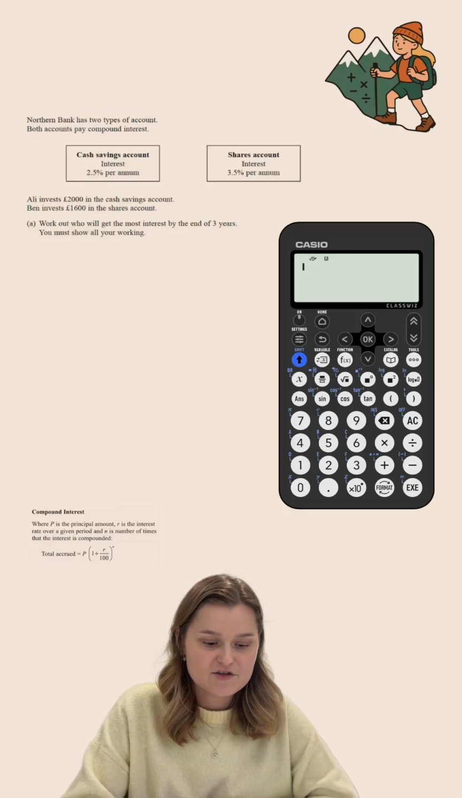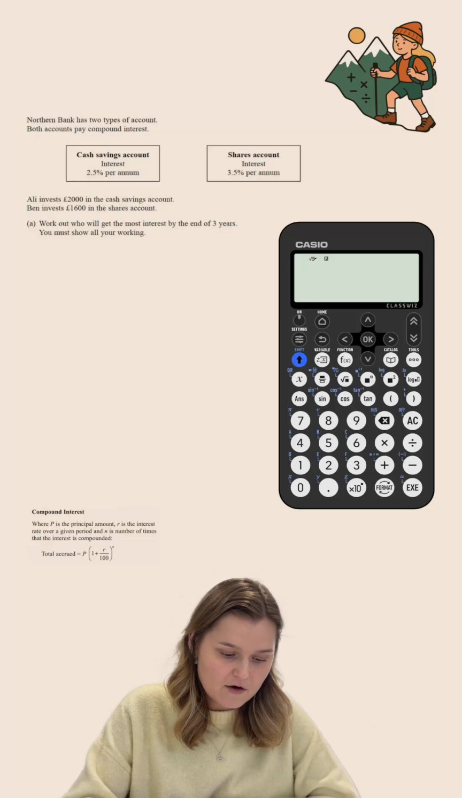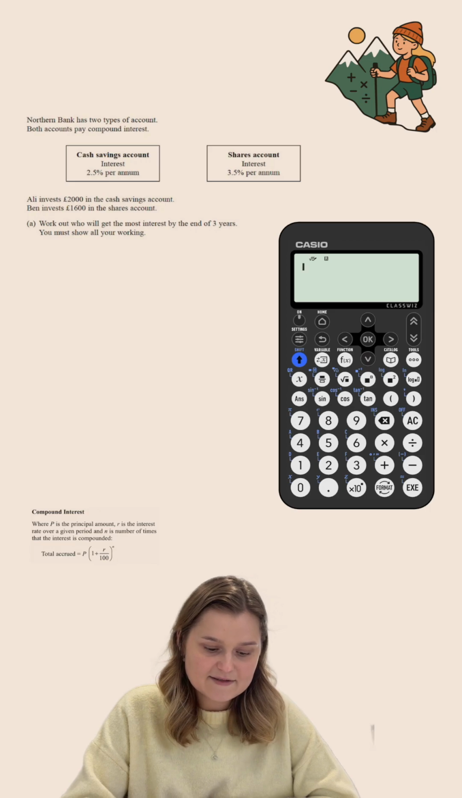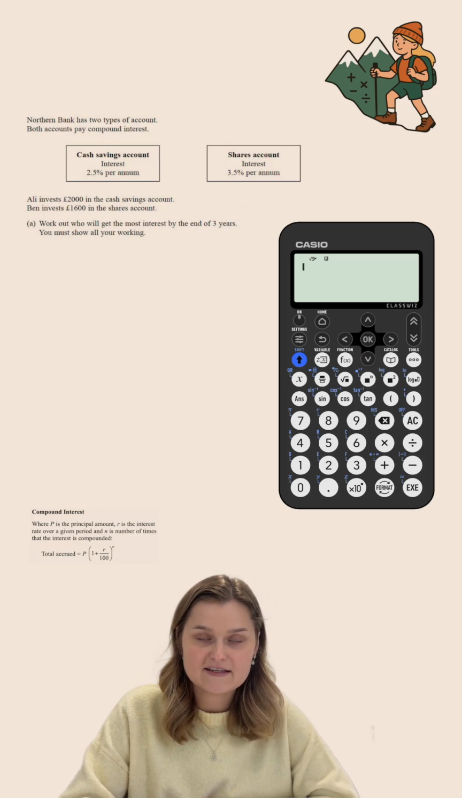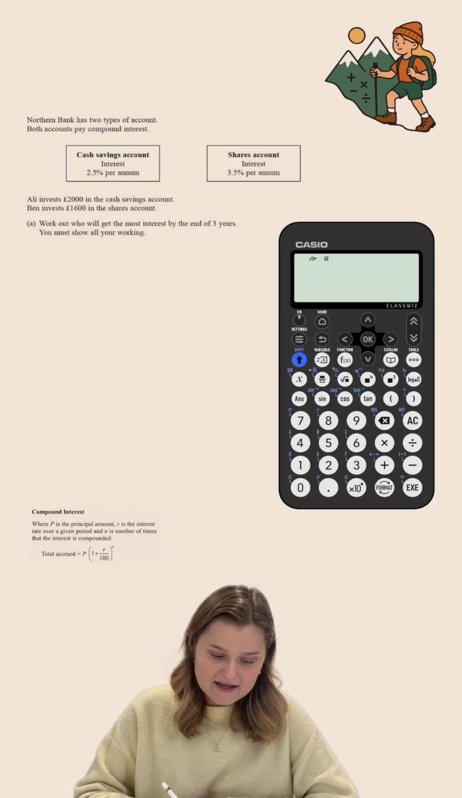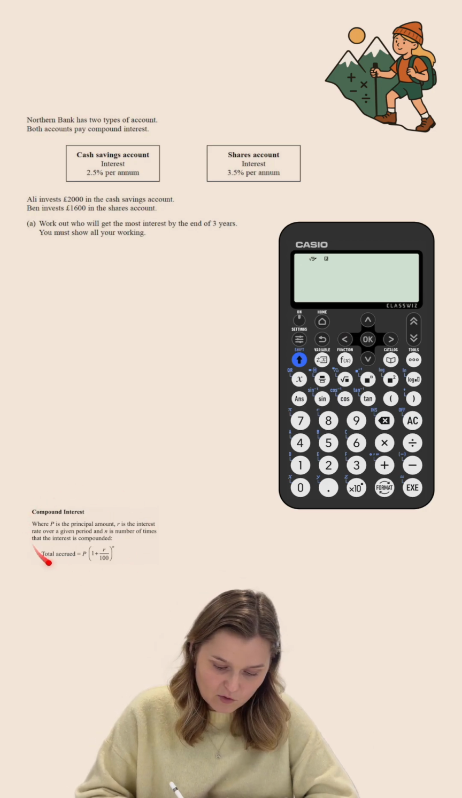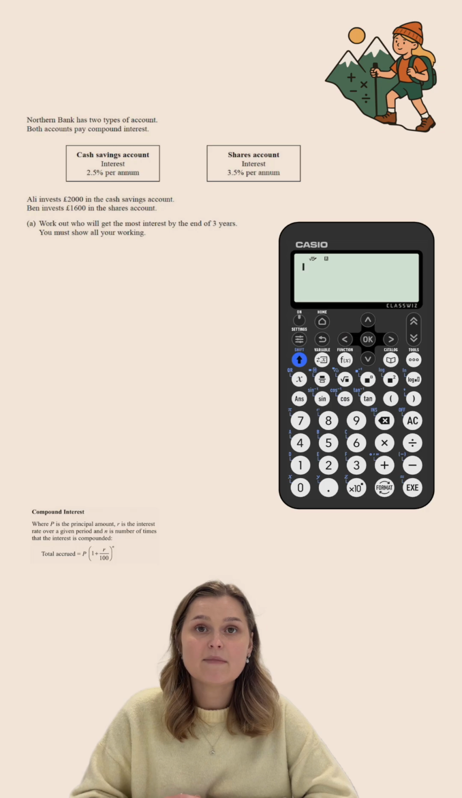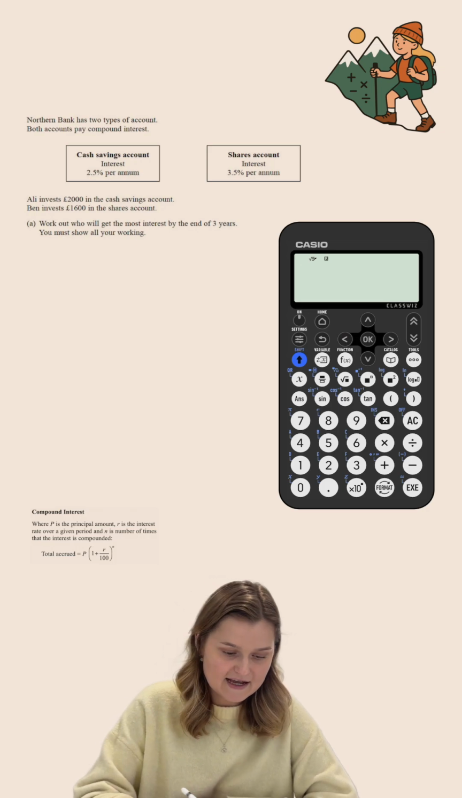So this is a compound interest question where we want to work out whether Ali or Ben has more interest by the end of 3 years using these two different savings accounts. Now in the exam you are given this formula down here for compound interest, so you don't have to memorise this because you're given it in the exam.